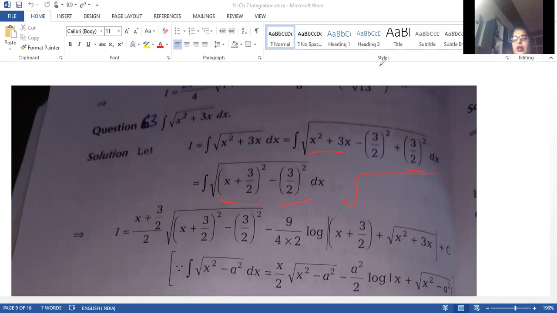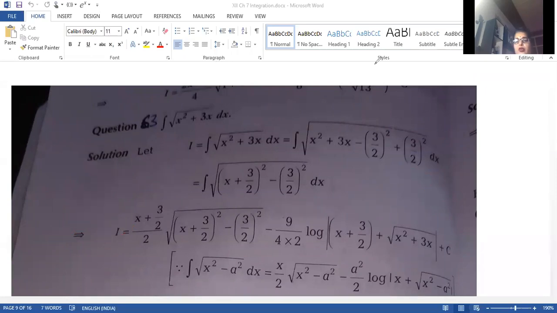So what you are getting inside root, you are getting the formula. Wait a minute. Sorry, formula x square minus a square, where your x is equal to x plus 3 by 2 and your a is equal to 3 by 2. Clear? Just you have to substitute the formula. You all know what is the formula of x square minus a square. So your answer will be what?